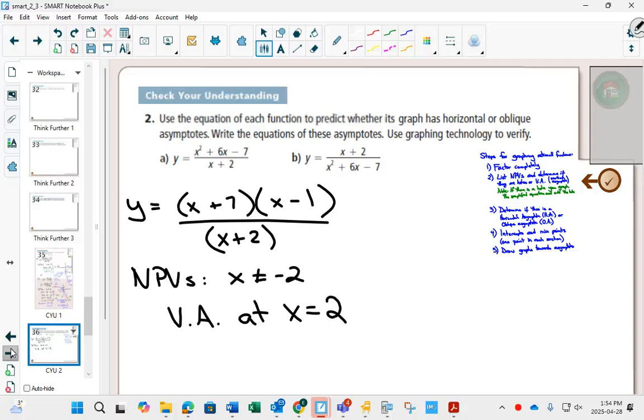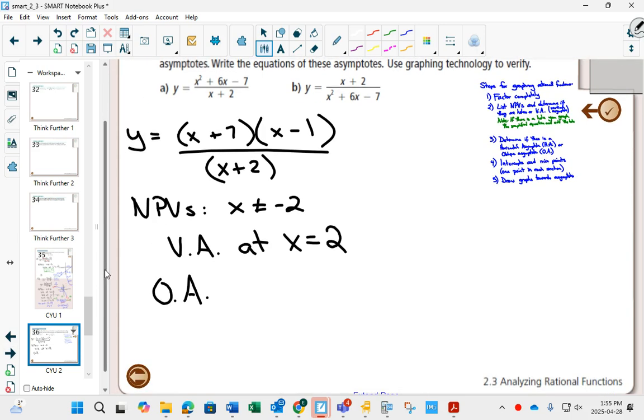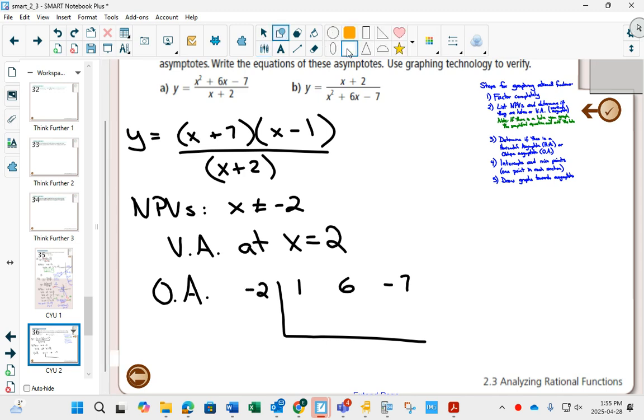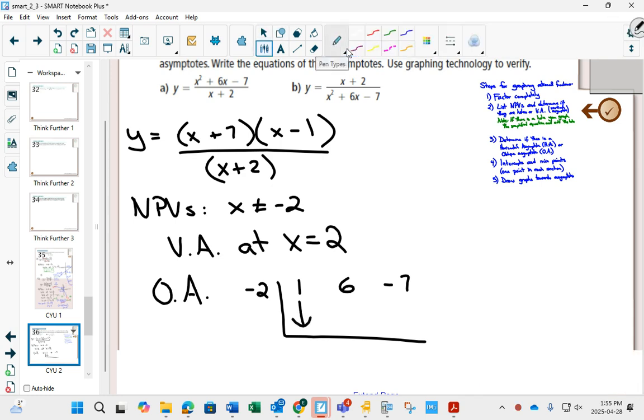Okay. So, which group do we have? We have group 1. Degree is bigger on the top, and there's no holes. So this means we are going to get an oblique asymptote in this situation. How do we find our oblique asymptote? We use synthetic division, 1, 6, and minus 7, divided by x plus 2, so you have a minus 2 out in front. Bring down the 1, negative 2, 4, negative 8.